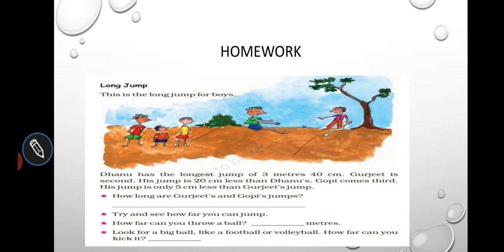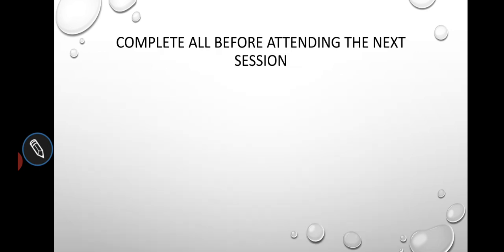This is an activity. Now next, look for a big ball like a football or volleyball. How far can you kick it? You tell me the answer. Now I think you can easily understand. Now complete all before attending the next session.